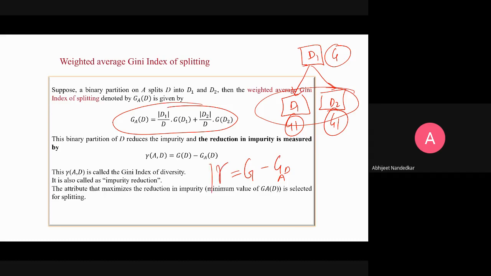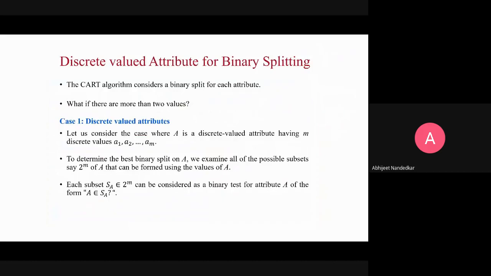Similar to the previous case. Earlier we used to have entropy of parent and entropy of children. Now instead of that we are using Gini index of parent and Gini index of children. Now, similar to the earlier, we use the discrete valued feature for binary splitting. But here the problem is, if a discrete valued feature has many values like A1, A2, up to AM, then since we just split the things into two halves or two branches, we may find it difficult.